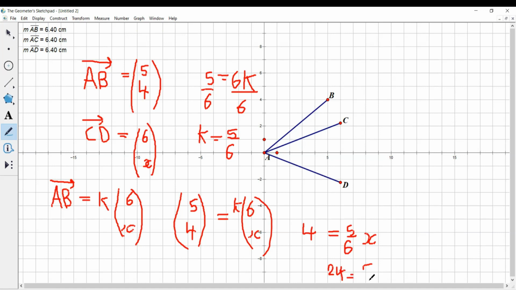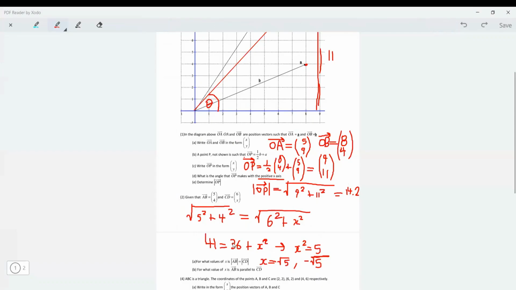And so we divide both sides by 5, and x is going to equal 24 over 5, which is 4.8. That's the answer. X is 4.8. That's when they're parallel: one is a multiple of the other. So in this case, the value of x would be 4.8. Now, of course, you know our style already.